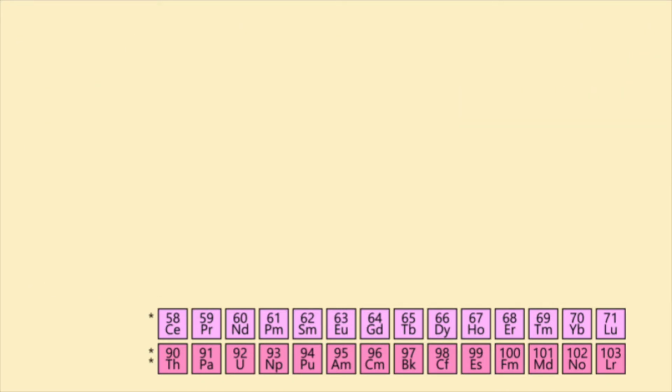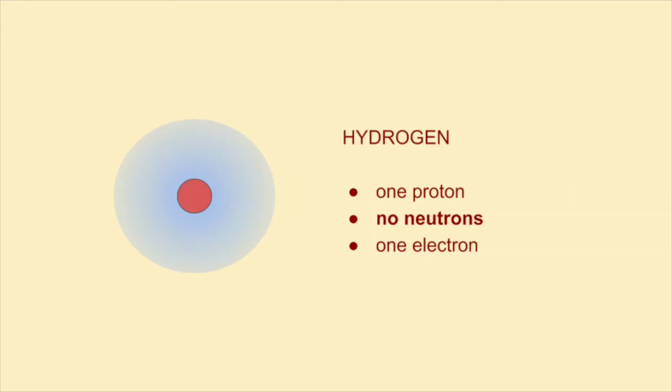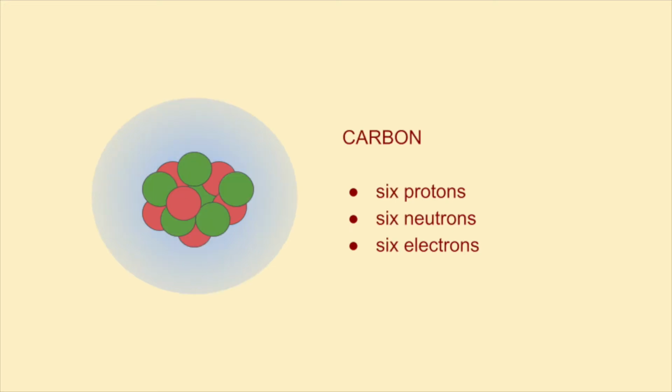So let's look at the bottom part of the periodic table. First, at the top we have the lanthanides, and the bottom row we have the actinides. These aren't important at all, but it's good to mention them. Now for the important stuff. First up, we have hydrogen. Hydrogen has 1 proton and 1 electron. This is the only atom that has no neutrons. Then we have carbon. Carbon has 6 of everything.